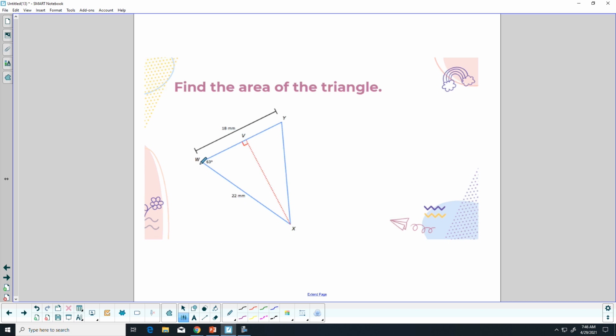Okay, well, I know two sides, 22 and 18, and I know the angle that is formed with those two, so I'm going to take 1/2 times 18 times 22 times the sine of 63. Calculator work at this point. 0.5 times 18 times 22 times the sine of 63, and I get 176.4.